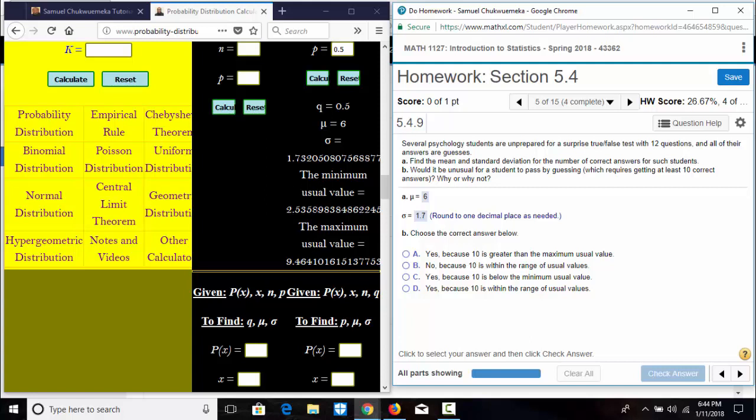The range of the minimum and maximum is between 2.5 correct answers and 9.5 correct answers. 10 correct answers is outside this range, so it is unusual. So we say yes because 10 is greater than the maximum usual value. So the answer is A.